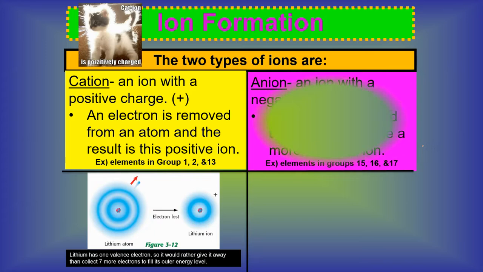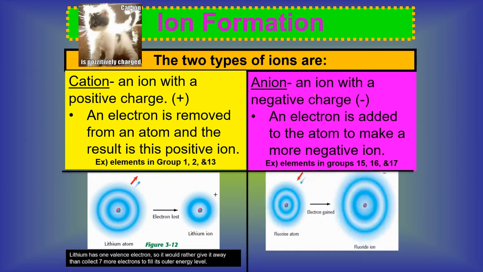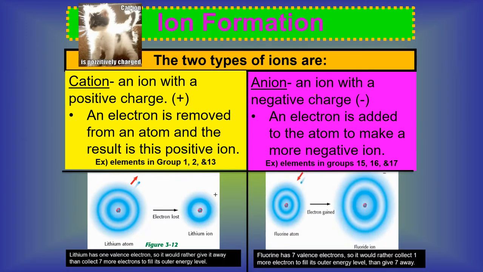It's the easiest example. So lithium has 1 valence electron, so it would rather give it away than collect 7 to be full. And then you have an anion, and remember we say a negative ion. So anytime you add an electron in, you have more electrons than protons. And these are the groups 15, 16, and 17. They use fluorine as an example. So fluorine has 7 valence electrons. It's easier to add 1 to make 8 than to lose 7. So if I'm adding a negative, I'm going to be overall negative.